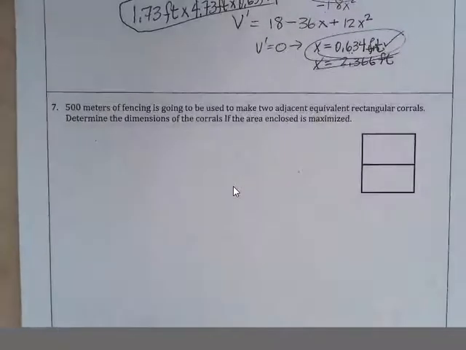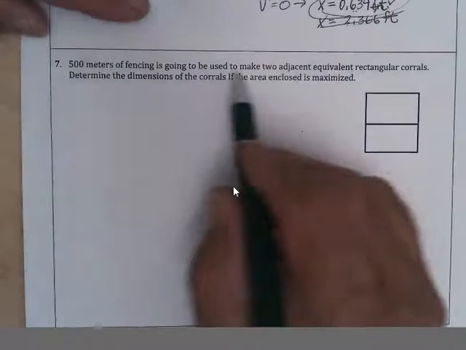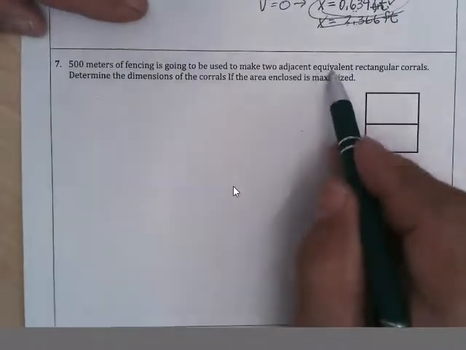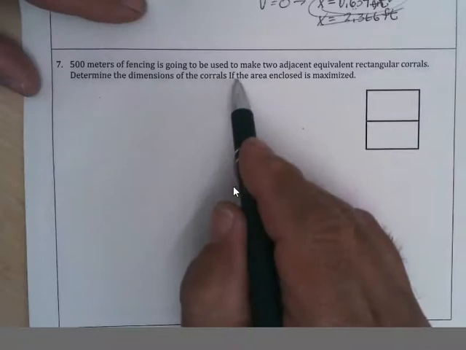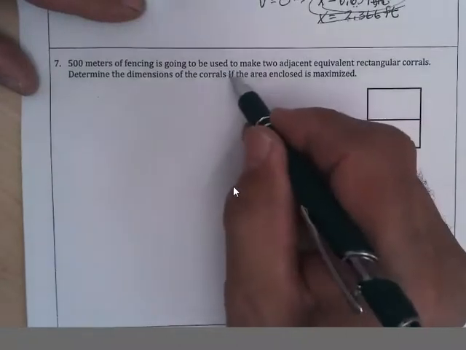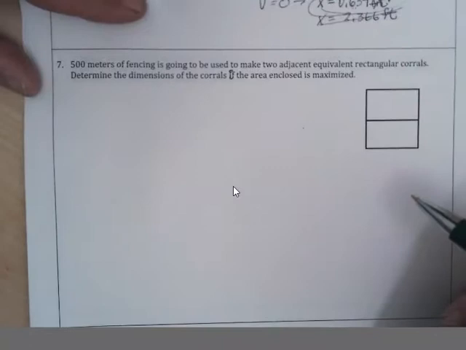Okay. 7. 500 feet of fencing to make 2 adjacent equivalent rectangular corrals. Determine the dimensions of the corrals if the area enclosed is maximized.